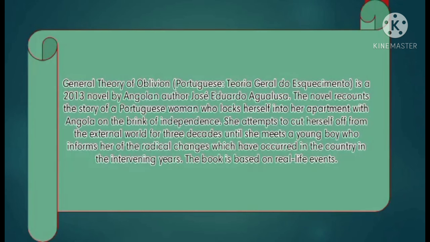A General Theory of Oblivion, in Portuguese Teoria Geral do Esquecimento, is a 2013 novel by Angolan author Jose Eduardo Agualusa. The novel recounts the story of a Portuguese woman who locks herself into her apartment with Angola on the brink of independence. She attempts to cut herself off from the external world for 3 decades until she meets a young boy who informs her of the radical changes which have occurred in the country in the intervening years. The book is based on real-life events.